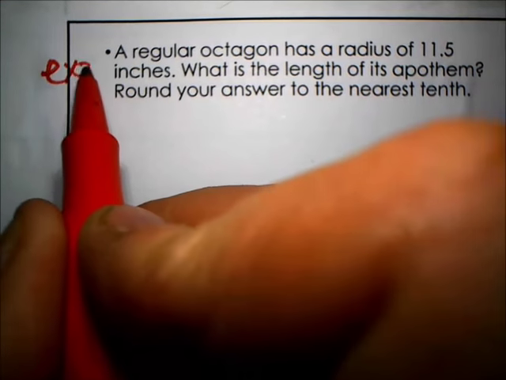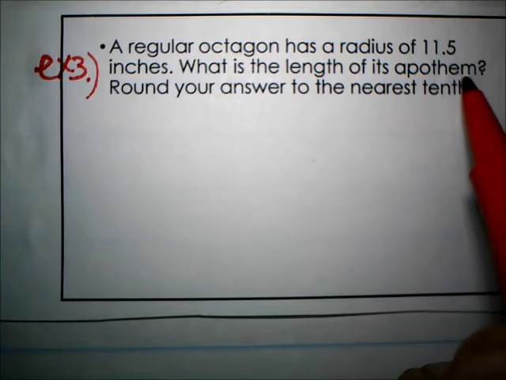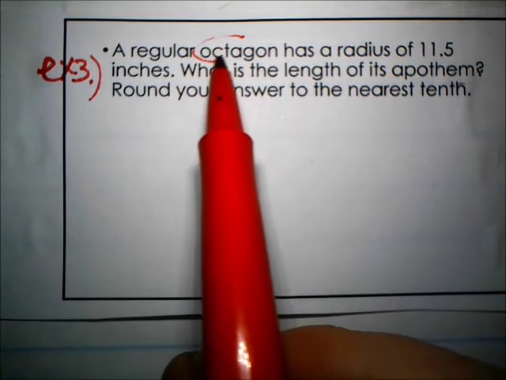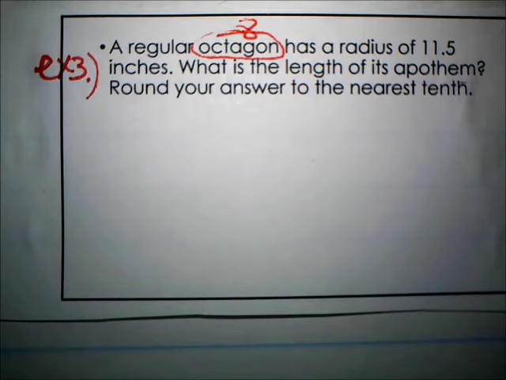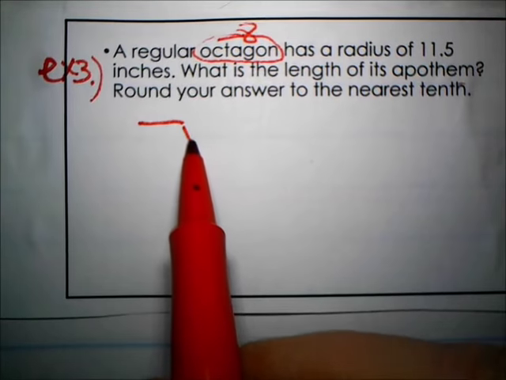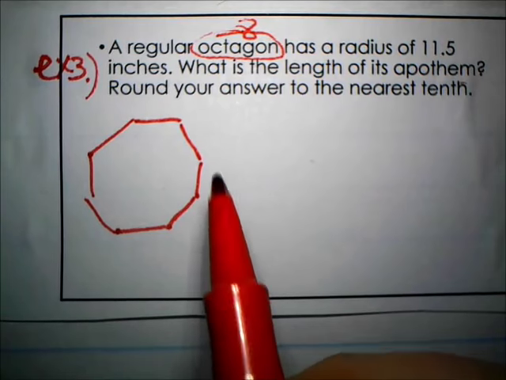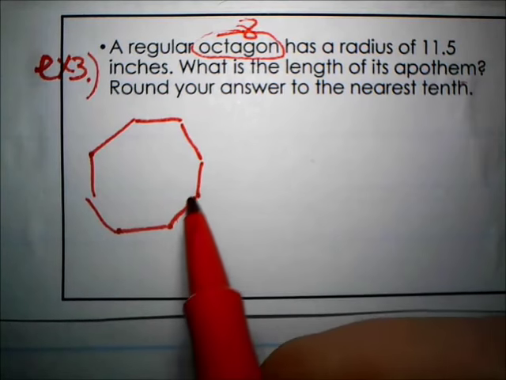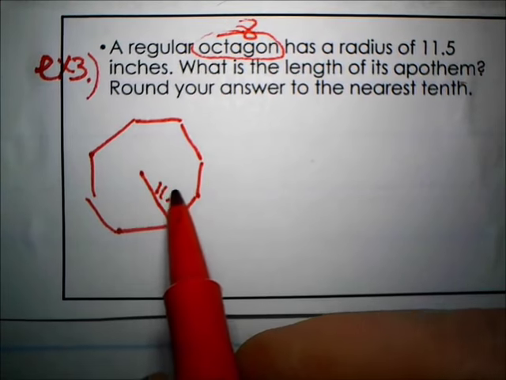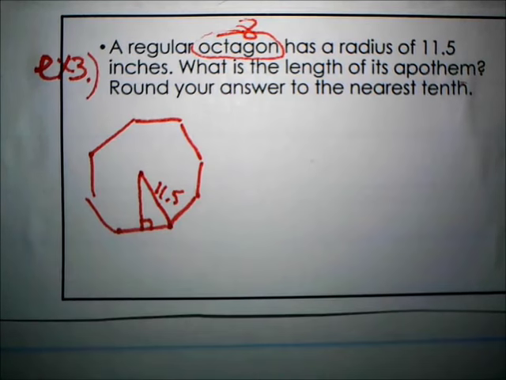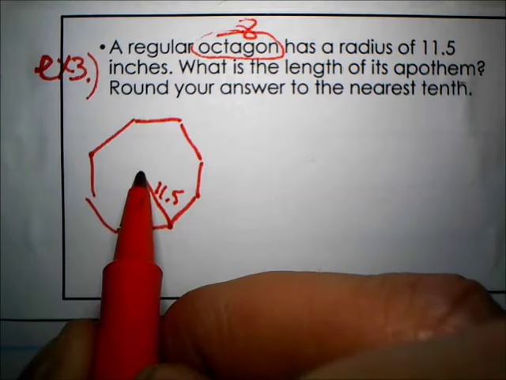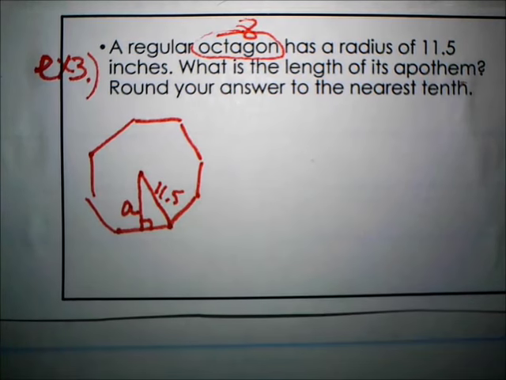Using that idea for example 3, now we're going to actually find the length of the apothem. This is a regular octagon, which means it's 8 sides, and has a radius that is 11.5. If I draw an octagon as best as possible, it says the radius is 11.5, so that means from a vertex to the center is 11.5. So if I draw a line straight down, I create the right triangle that I'm looking at. It wants to know the length of the apothem, which is this line from the center perpendicular to the side. So I'm going to put a little A for that side. That's the apothem. Now, to find that length, I need to know this angle at the top.